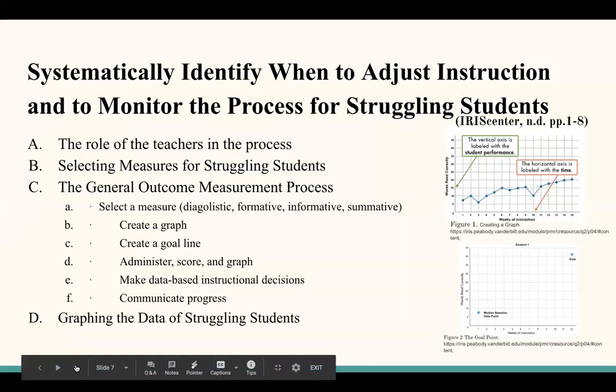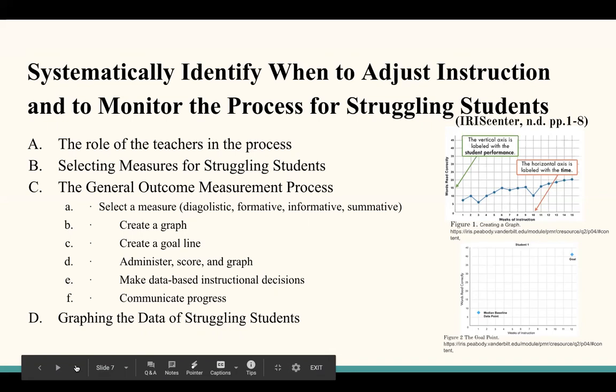Teachers identify students who are not making enough progress in a general education setting and who may need extra support in the classroom. Teachers also track progress toward IEP goals for students receiving special education services. Also, they identify skills with which students are having the most difficulty. Then teachers will start to select measures for struggling students.